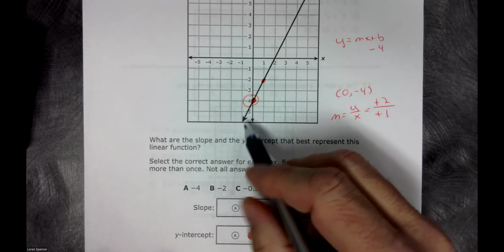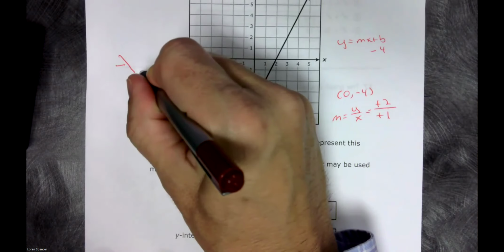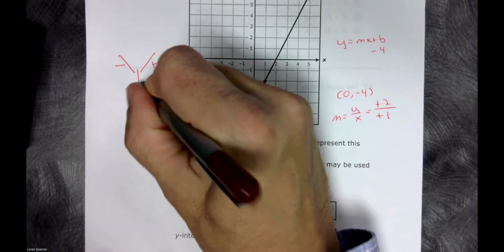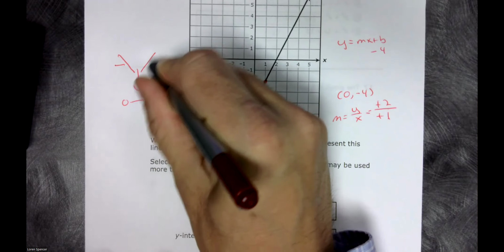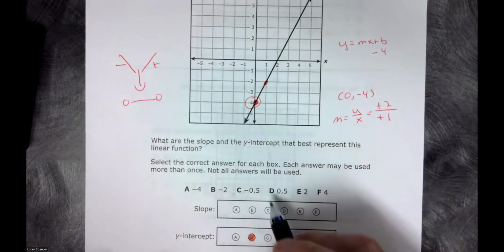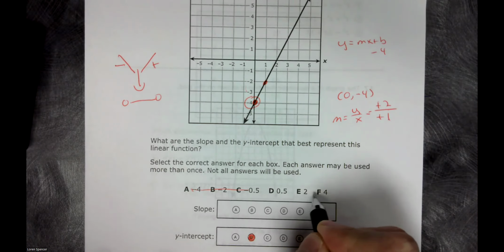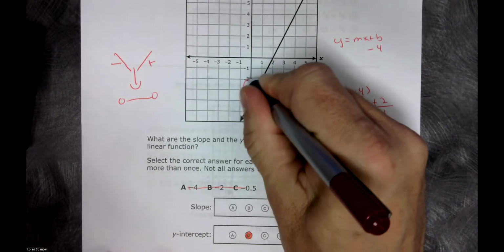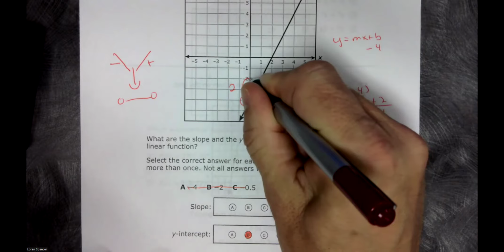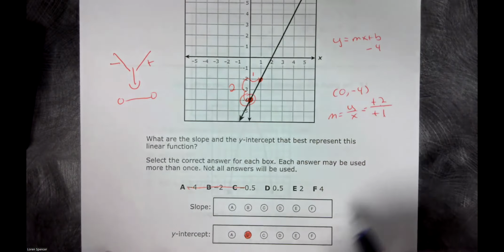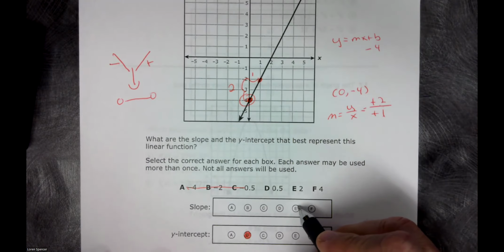And I know it's positive because if I look at the angry man, positive slope is here. This matches this, so it's a positive. So that gets rid of all these answers. And we went up 2, and then over 1. So 2 over 1. So that gives me this value right here of E.